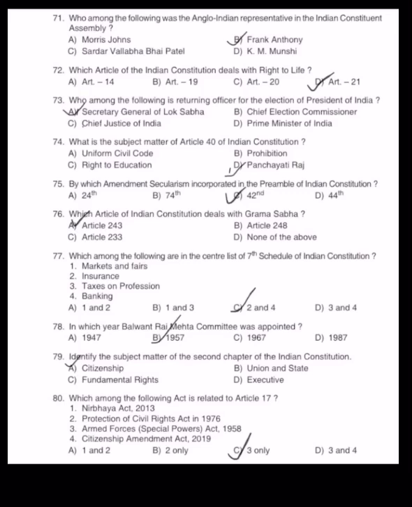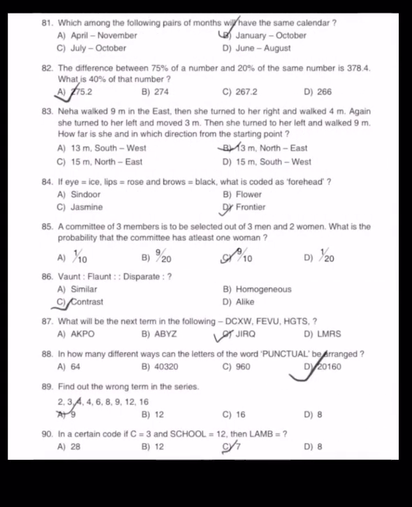77. Which among the following are in the Union list of the 7th schedule of Indian Constitution? Option C, 2 and 4, insurance and banking. 78. In which year was Balwant Rai Mehta Committee appointed? Option B, 1957. Identify the subject matter of the second chapter of the Indian Constitution. Option A, citizenship. Which among the following acts is related to Article 17? Option C, 3 only, armed forces. 81. Which among the following pairs of months will have the same calendar? Option B, January and October.